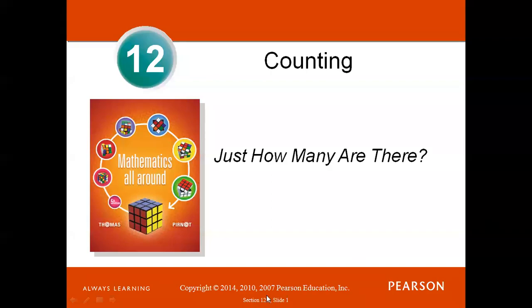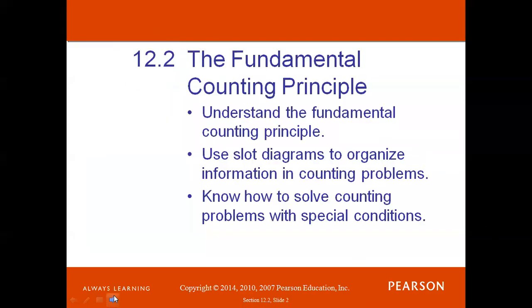All right, let's take a look at section 12.2, the fundamental counting principle. In this section, we want to understand the fundamental counting principle, use slot diagrams to organize information in counting problems, and know how to solve counting problems with special conditions.